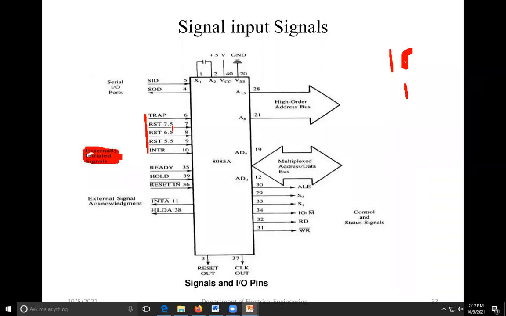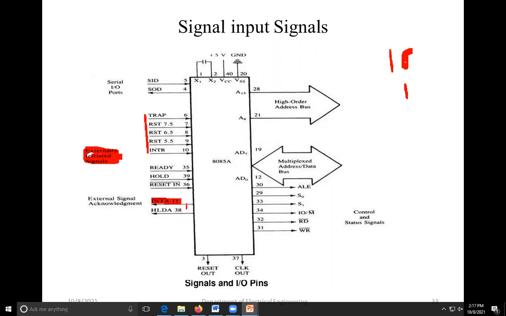When you are working on RST 7.5, if a trap interrupt comes, it will stop the work of RST 7.5 and work on the trap interrupt. So it is a non-maskable interrupt and it is directly executed by the 8085. Again, there is the interrupt acknowledgement.